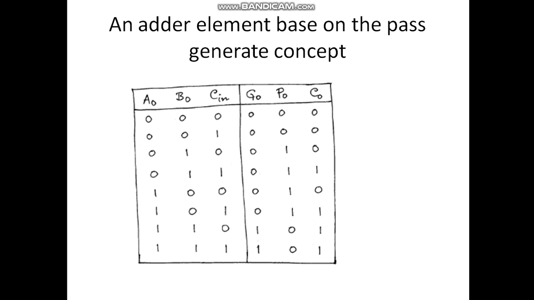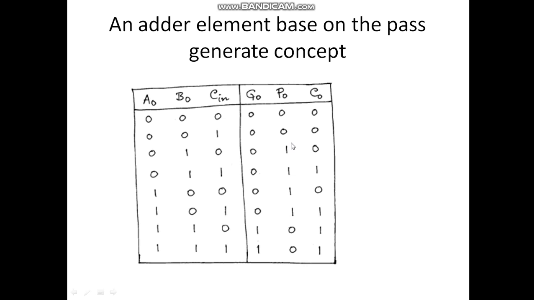Okay. So here P0 becomes 1 when A0 and B0 are complementary. Under such condition, C0 is same as C in. And P0 is equal to 0 and G0 is A into B. Okay. Under this condition, carry output is same as A0 or B0.